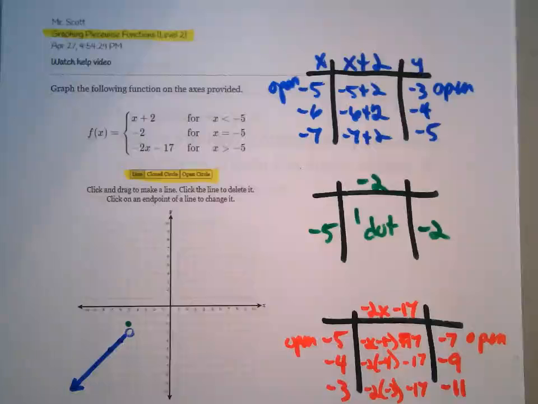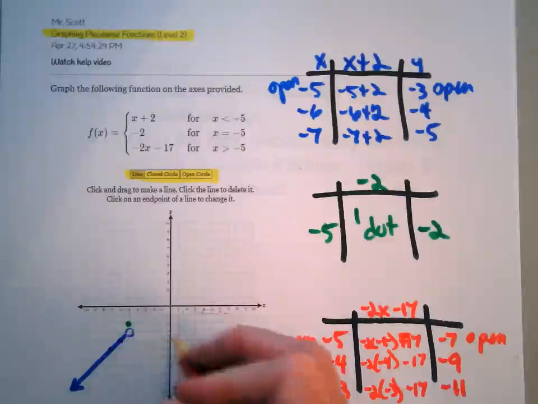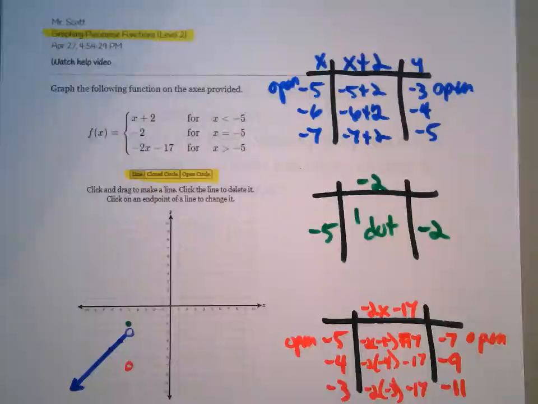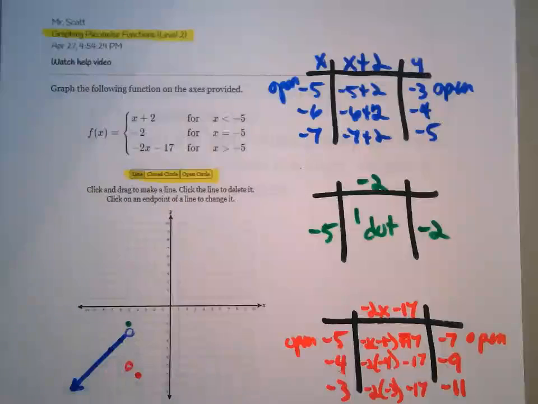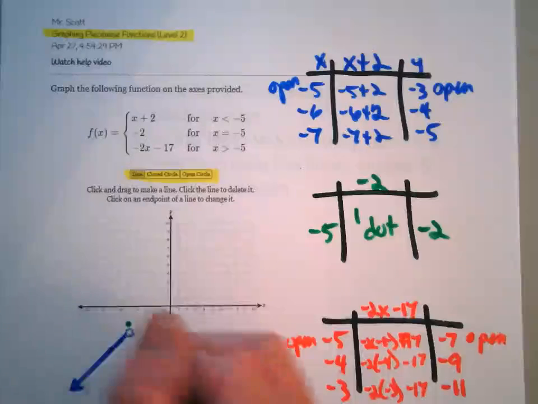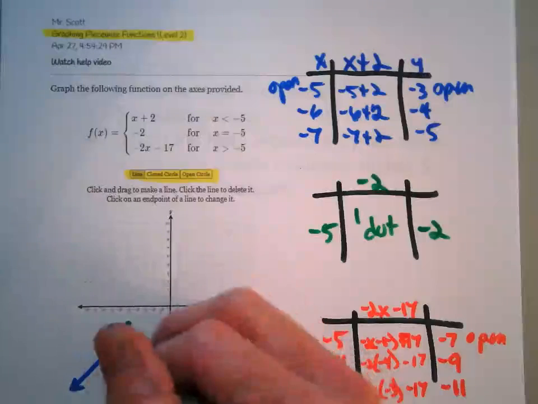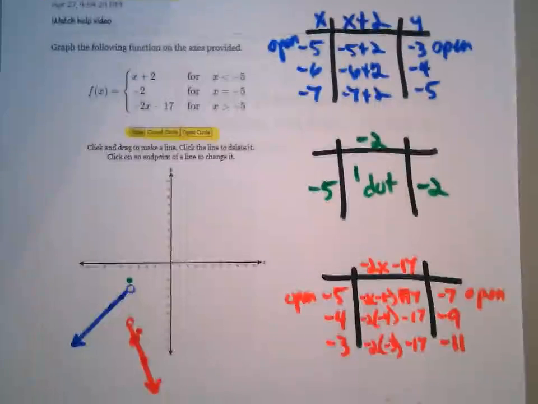So let me see if I can find a red. Okay, so negative 5, negative 7 be, let's see, 1, 2, 3, 4, open circle. So negative 4, negative 9 is here, and negative 3, negative 11. Oh, that's a little bit short there. How about right there? And then negative 3, negative 11 would be about right there. So our red would take on that nature of the graph right there.